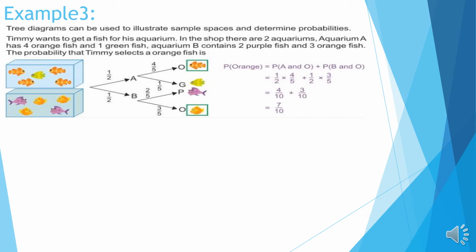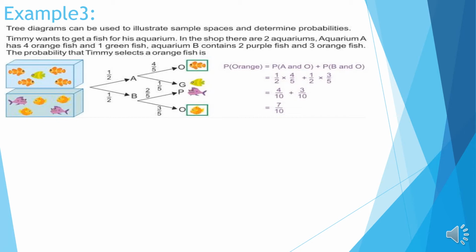Timmy wants to get a fish for his aquarium. In the shop there are 2 aquariums, as you can see in the figure. Aquarium A has 4 orange fish and 1 green fish. Aquarium B contains 2 purple fish and 3 orange fish. Notice what they have in common: orange, 4 in the first one and 3 in the other.